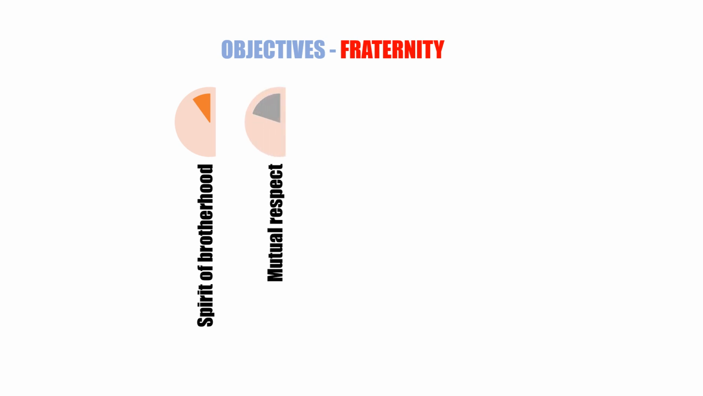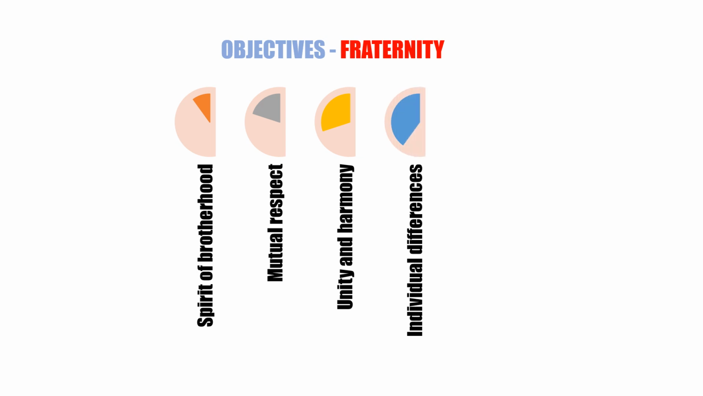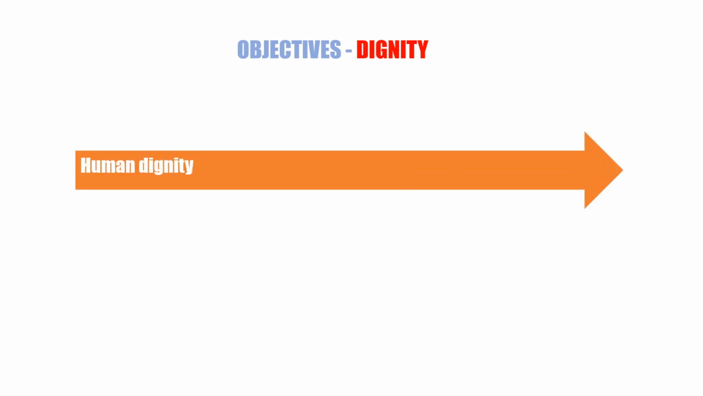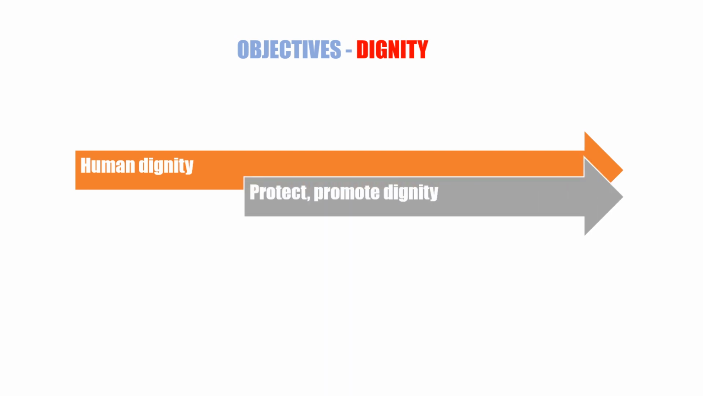Fraternity. The Preamble emphasizes the spirit of brotherhood and mutual respect among the citizens. It seeks to foster unity and harmony, transcending individual differences and promoting a sense of belongingness to the nation. Dignity. Though not openly mentioned, the Preamble underscores the value of human dignity. It strives to protect and promote the dignity of individuals and ensure a life of respect and honor.